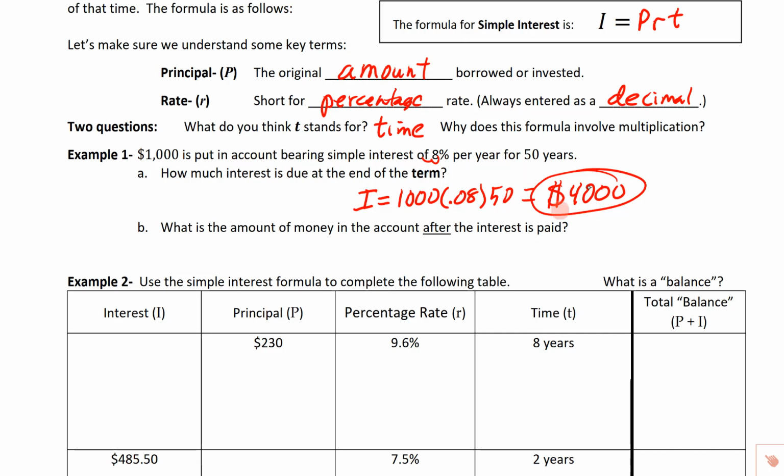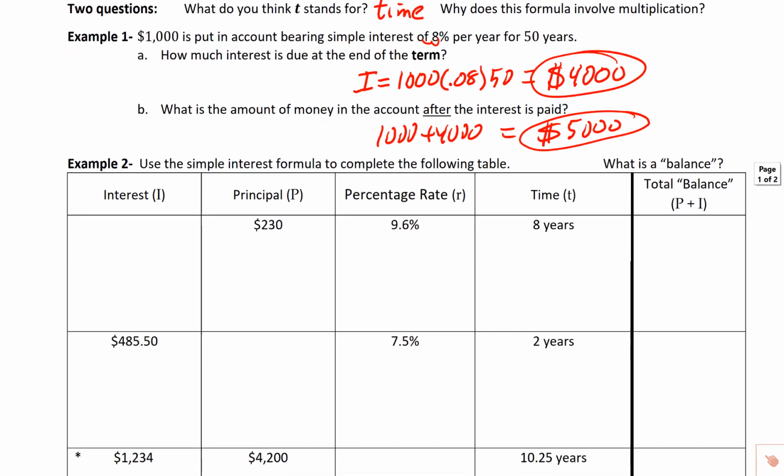Now, that's how much interest we got, but we want to know what is the amount in the account after the interest is paid. Well, we take the original amount of 1,000, because that's still ours. We add the 4,000, so there's $5,000 in there in the end. Okay, which sounds pretty cool. You just put $1,000 in there, it sits around, and then it grows to 5,000. There are other ways to make money grow a lot faster, but this is the formula we're going to deal with right now. So just simple interest.